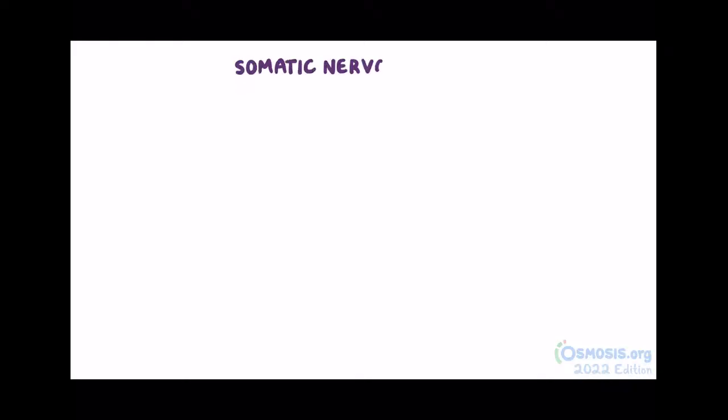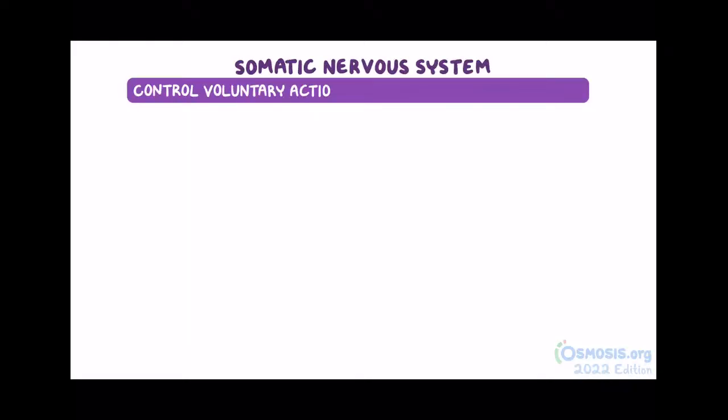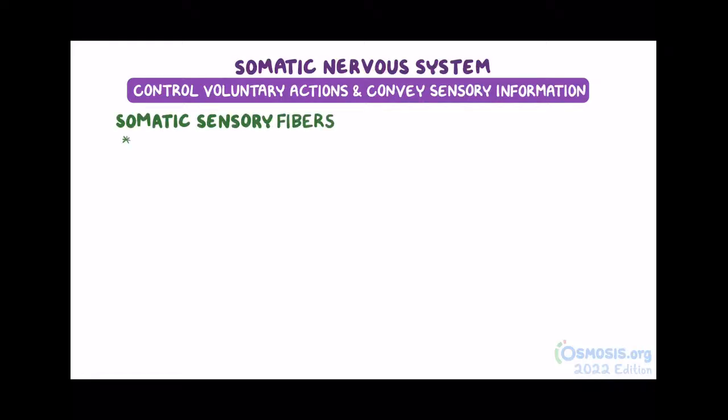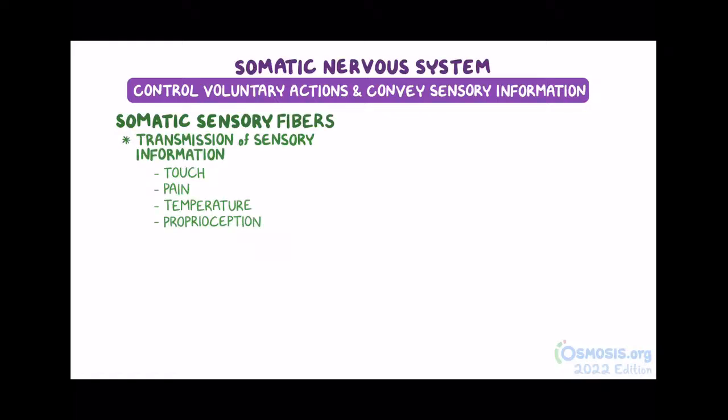Okay, let's start with the somatic nervous system, which describes a set of nerve fibers that control voluntary actions and convey sensory information from the skin, skeletal muscles, and joints. Somatic sensory fibers allow transmission of sensory information such as touch, pain, temperature, and proprioception. For example, somatic sensory fibers inform our CNS that our cup of coffee is too hot.